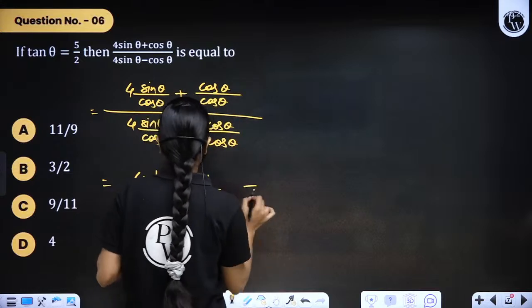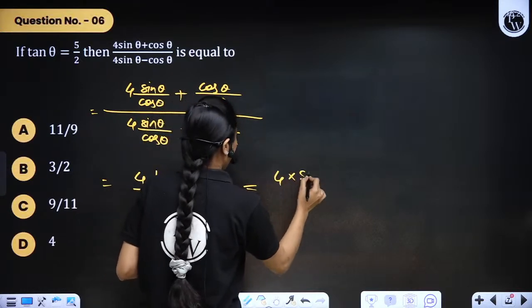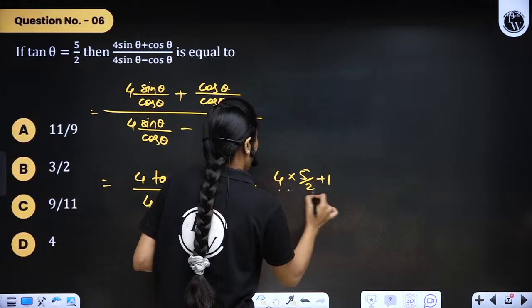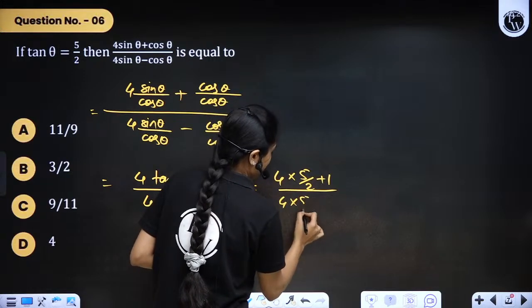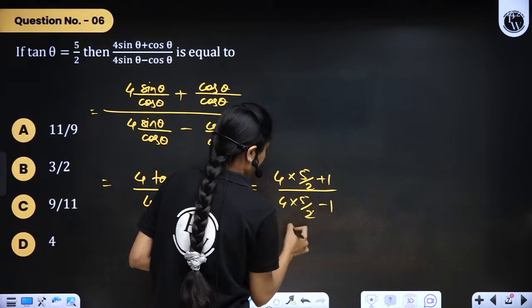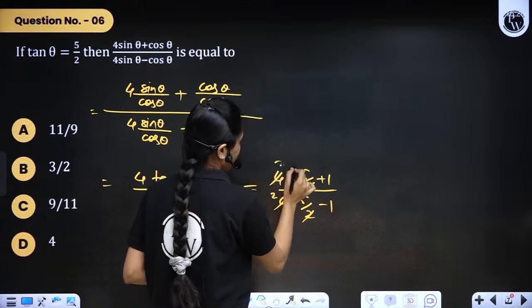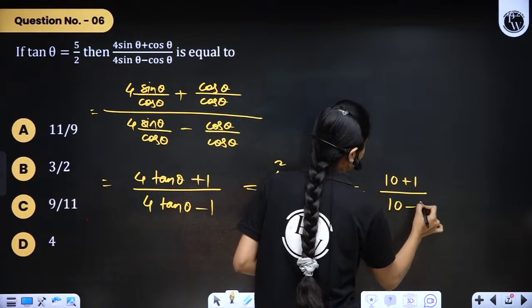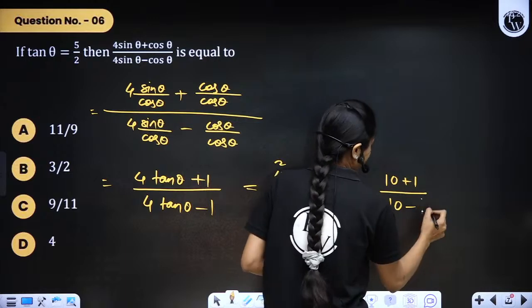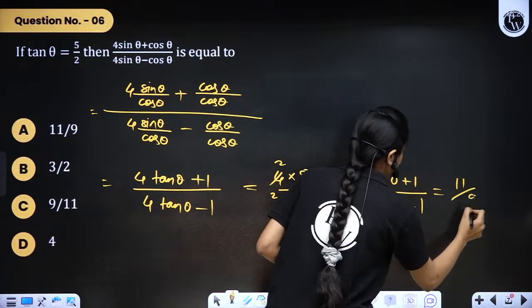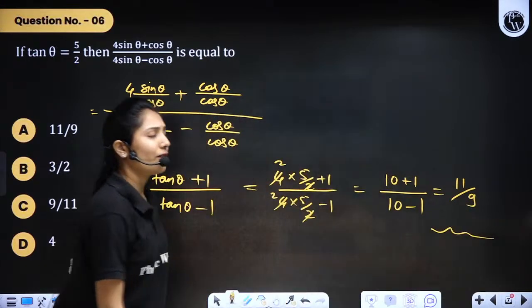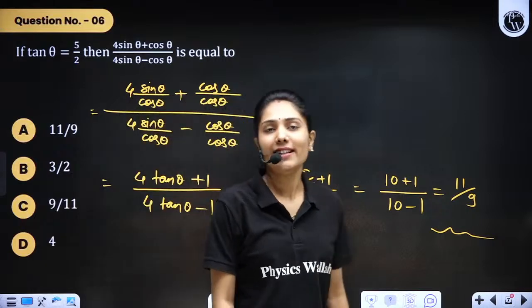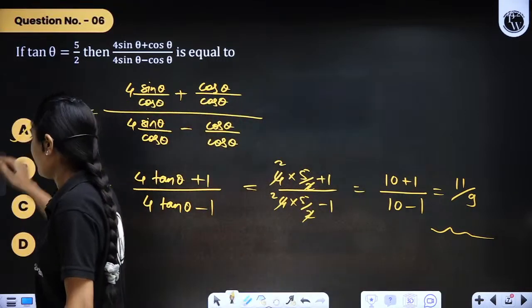So it will be 4 into 5 by 2 plus 1 upon 4 into 5 by 2 minus 1. 2 ones are 2, 2 twos are 2. So it is 10 plus 1 upon 10 minus 1. That is 11 by 9. So the final answer is 11 by 9, option number A. Okay, beta.